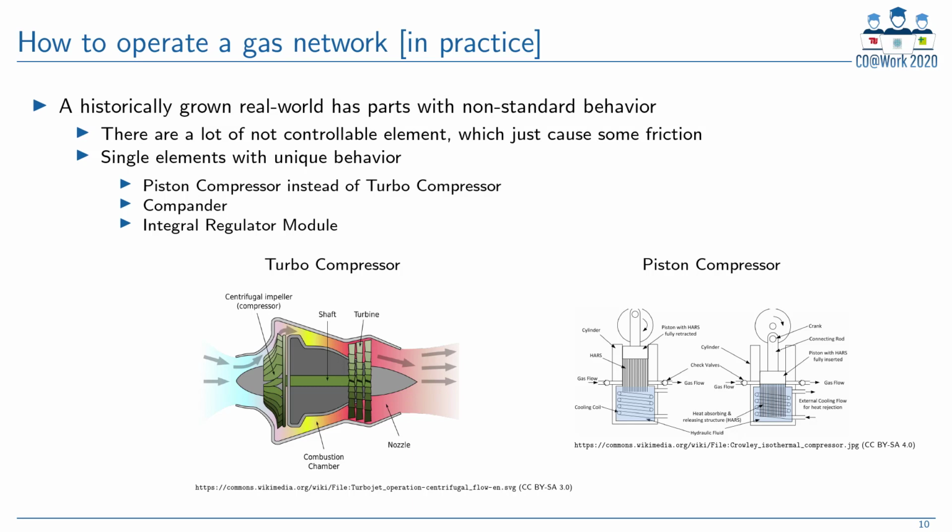Another example for a unique element is a compander, which is again only present in a single network station of our project partner. This is a compressor that uses a special type of drive, which draws its energy from regulating gas in a neighboring part of the network next to the compressor machine. Finally, there is an element called integral regulator module. This is an autonomously working control unit for a regulator that can be activated by the network operator, and whose control decisions have to be anticipated from our model.